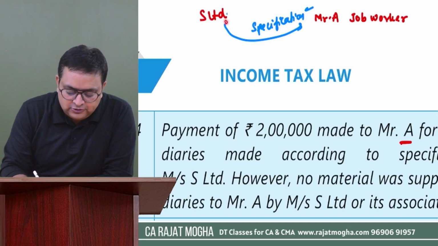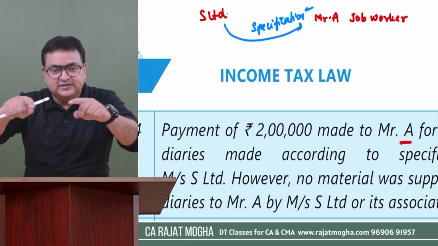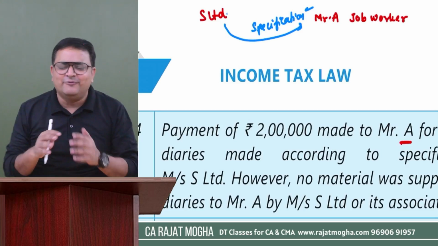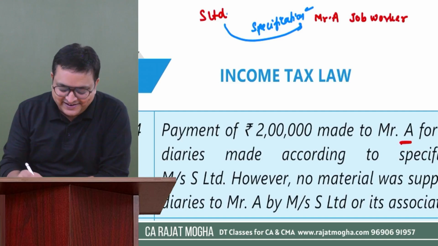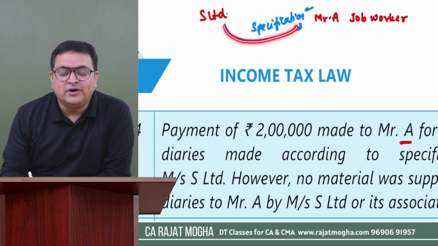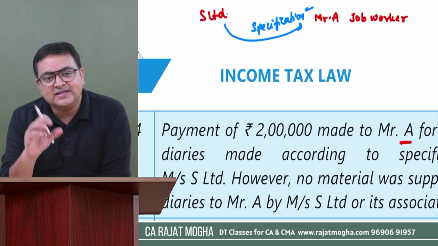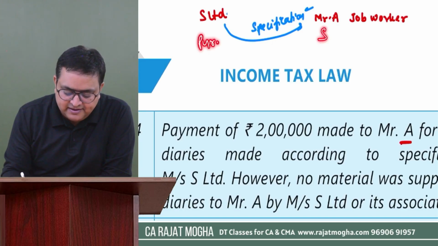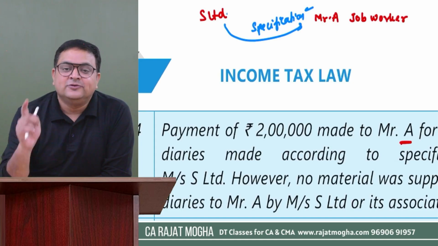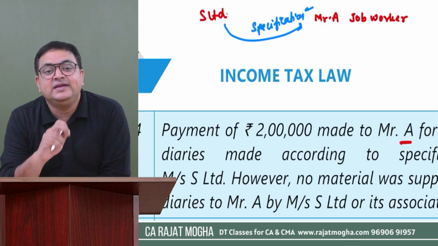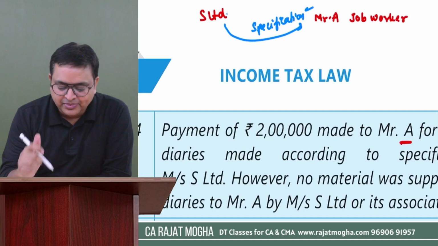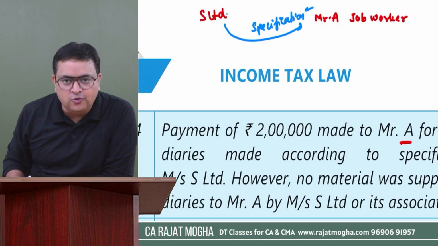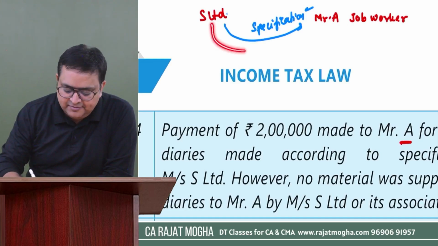Because although they are giving a specification that this is the type of diary we need, it should be a rectangle, it should be a square, whatever, this is not a job work. This is not a work done. This is actually a sale and purchase transaction. S Limited is purchasing the diary and Mr. A is selling the diary. So in this case, 194C cannot apply. Why? Because now the raw material, Mr. A is arranging it on his own. They are arranging it from someone else. S Limited is not supplying.